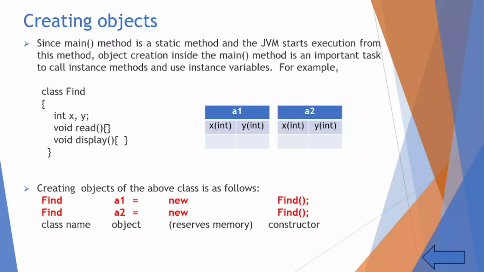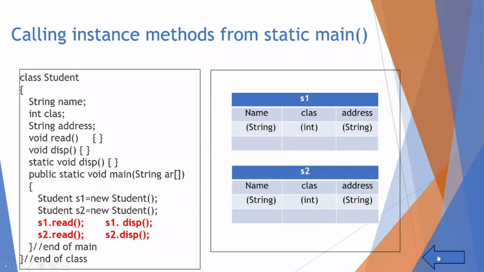This is what is creating objects. Now let's go to the next example. Class student has three instance variables: String name, int class, spelled CLAS because I cannot declare CLASS, as it is a keyword. So int class, string address, name, class, address. Three variables, all three are instance variables.